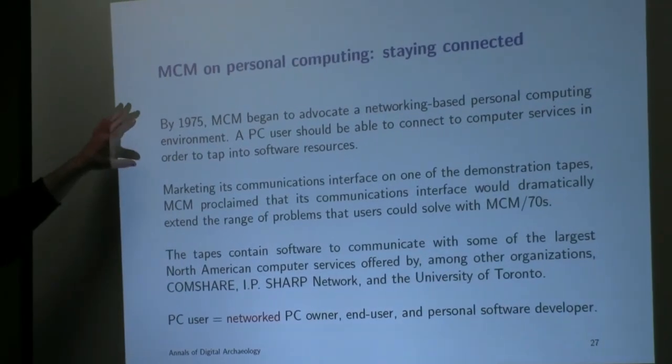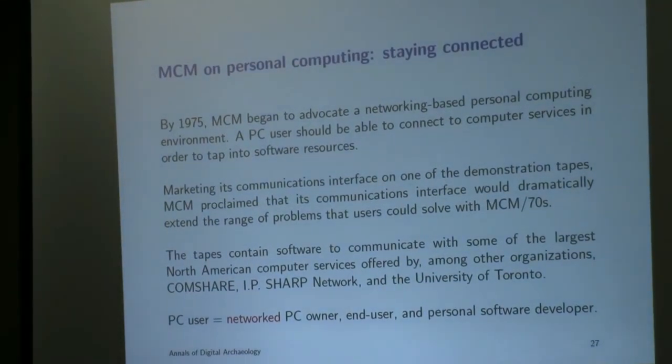Right, so in 75 there is an interesting turn of events. MCM still thinks that PC users should be their own programmers as well. And I remember that the educational computing narrative at the end of the 1970s was that an intelligent and educated individual should know at least two programming languages. That was the assumption. But the interesting twist is that suddenly MCM says a PC user should be a connected user.